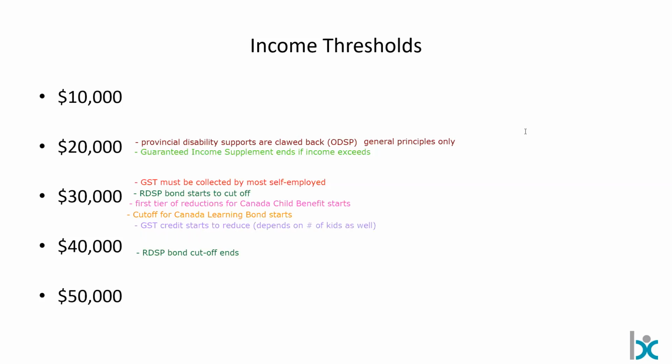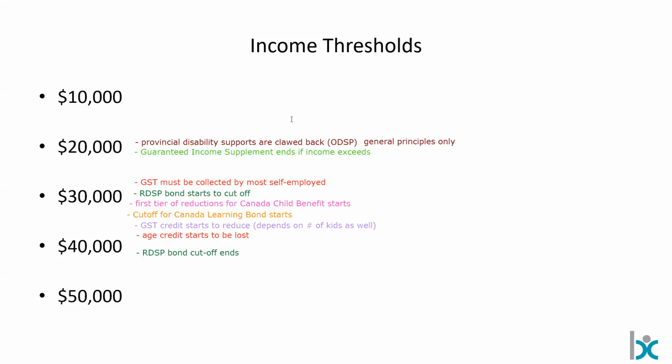Anything else? Oh, I even still have another $30,000 one I can throw at you. In the mid-30s, this is where we're going to start to lose the age credit. Okay, that age credit, which is clawed back much the same way that OAS is clawed back, actually, a 15 cent on the dollar clawback.